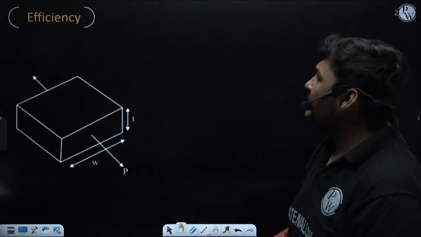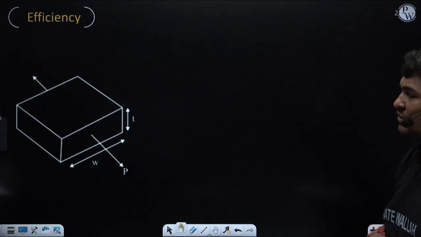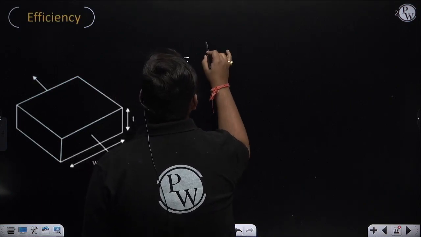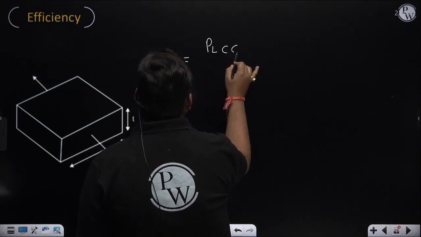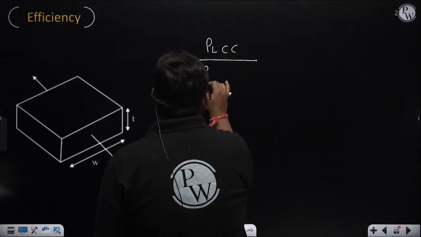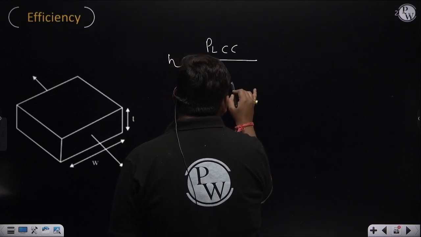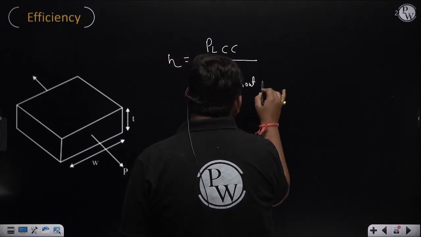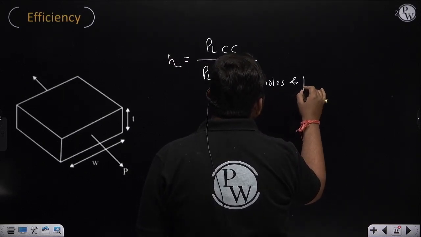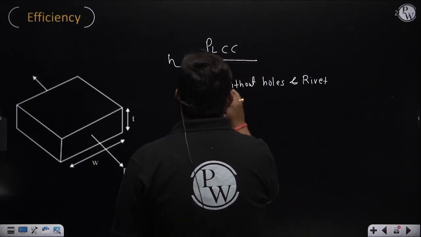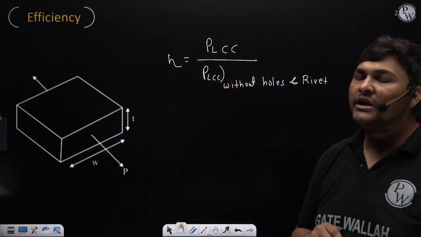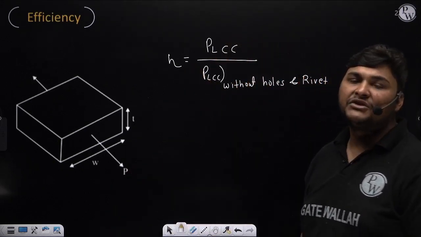Now sometimes the examiner asks the efficiency of a riveted joint. So I am writing the formula of efficiency of riveted joint. What is the efficiency of a riveted joint? It is the ratio of the actual load carrying capacity, and how to calculate actual load carrying capacity I have already explained, to the load carrying capacity without holes and rivets. If in the plate no holes and no rivets are present, then take whatever load carrying capacity comes, take that load carrying capacity below, and take actual load carrying capacity above, and this ratio is known as the efficiency of the riveted joint.